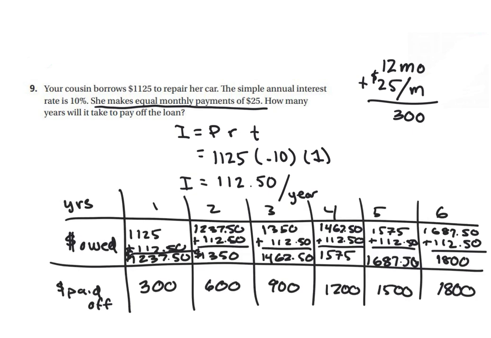And now notice, once we get to year 6, we owe $1,800, but by making $300 a year payments at 12 months times $25 a month, we end up being able to pay off $1,800 worth over the course of 6 years. So the question says, how many years will it take to pay off the loan? 6 years.